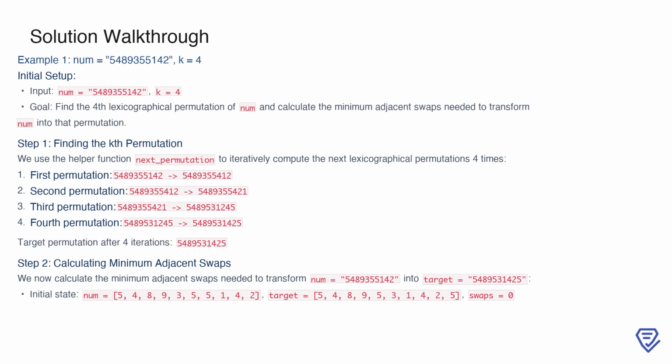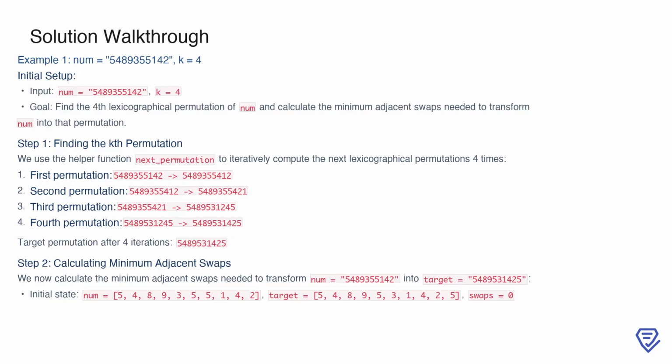In this example, we start with the number 548-935-5142 and are tasked with finding the fourth lexicographical permutation of this number. Once we find that permutation, we will calculate the minimum number of adjacent swaps required to transform the original number into the target permutation. First, to find the fourth permutation, we use the helper function next_permutation.